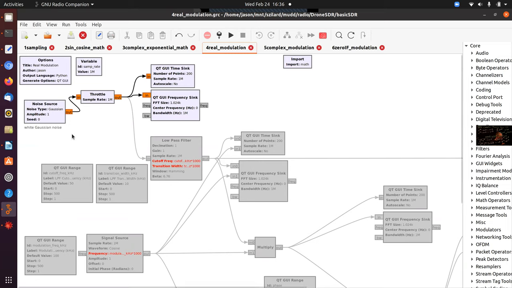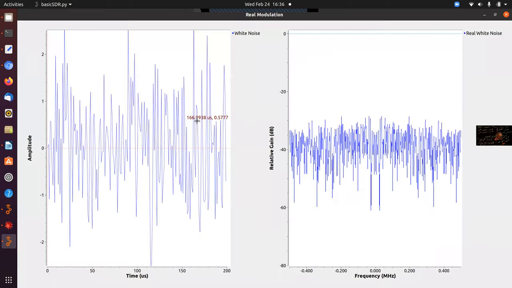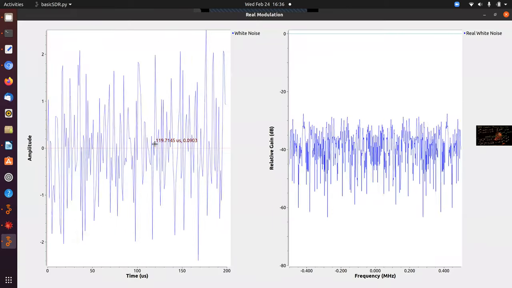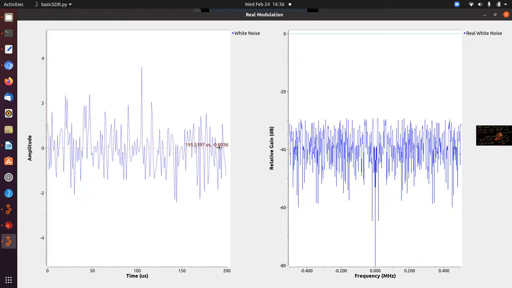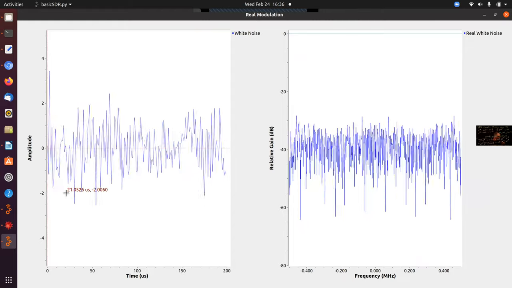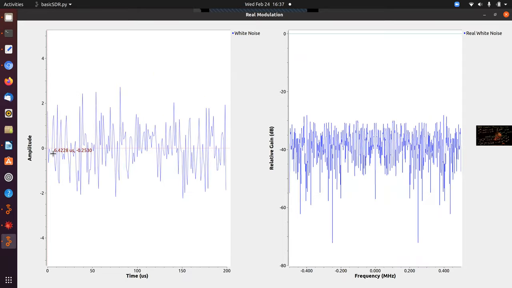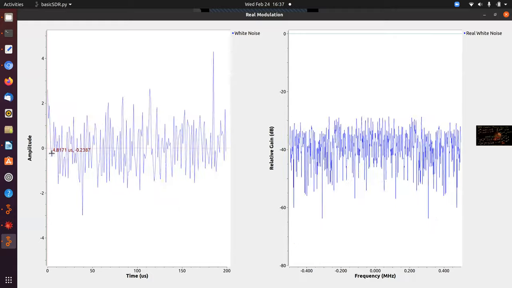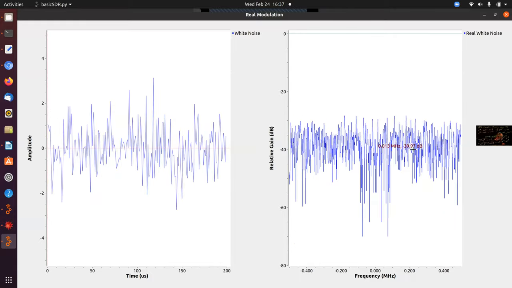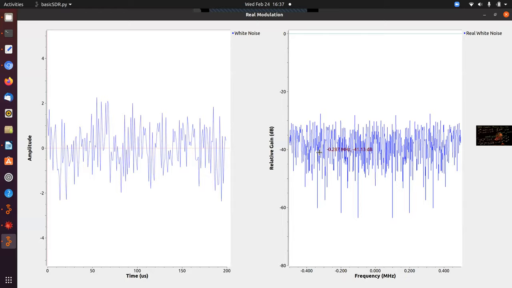So again, I'll reveal things piece by piece. Now we're going to start with a different source. It's a noise source. It just makes white Gaussian noise. I'll throttle that because I don't have a real hardware source to throttle it. And then I'll just show it again, always with time and frequency. So here's a real Gaussian noise source. The way this works is at every sample, you draw a random number from a Gaussian distribution, and each sample is completely independent of every other sample. And if you take the frequency spectrum of that, it's completely flat.